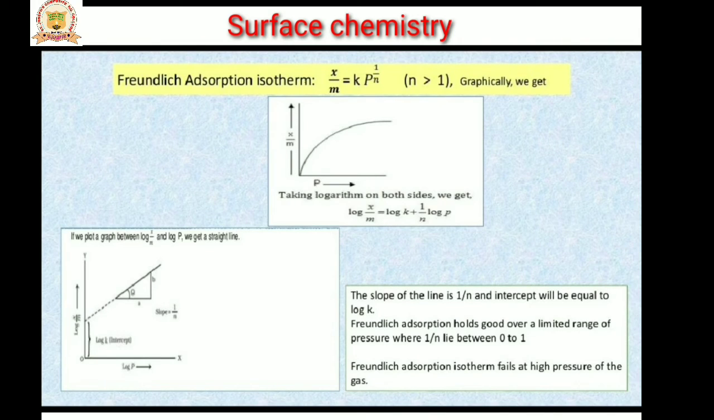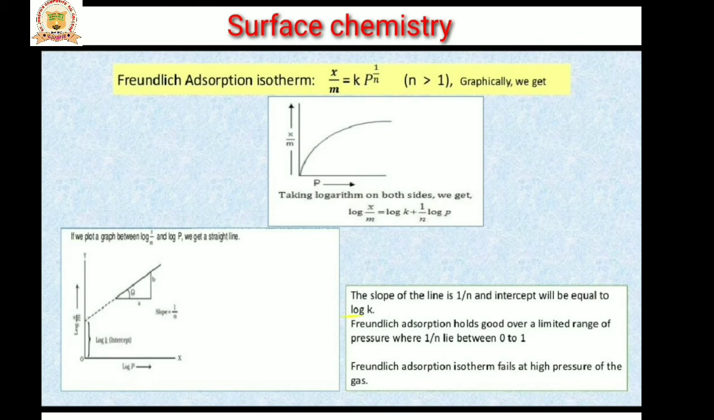Taking the log on both sides of this adsorption isotherm, log x by m is equal to log k into P to the power 1 divided by n. Log a into b means log a plus log b. So log x by m becomes log k plus 1 divided by n log P. So this is about the Freundlich adsorption isotherm.